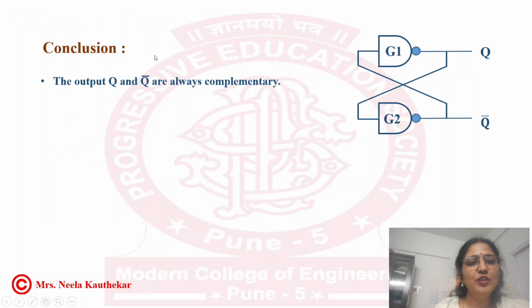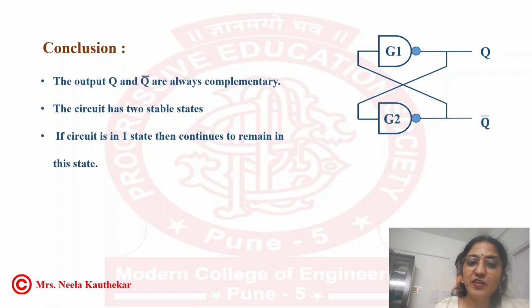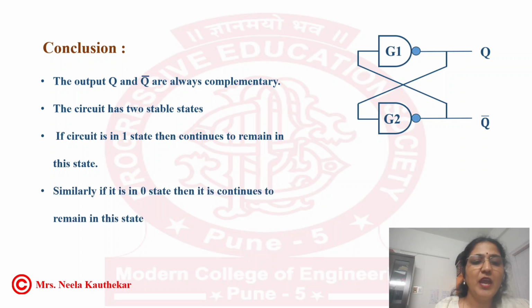So what is the conclusion of this? The conclusion is that this is a 1-bit memory cell. Here there are two outputs, Q and Q bar, and both of them are complementary. This circuit has two stable states. If the circuit is in the 1 state, it will continue to remain in this state only. Similarly, if it has the 0 state, then it continues to be in the 0 state. So it is a 1-bit memory cell.